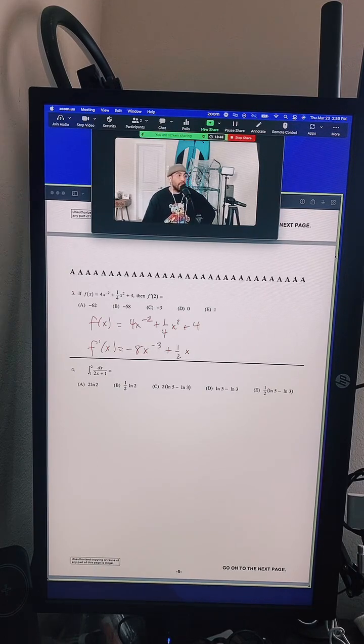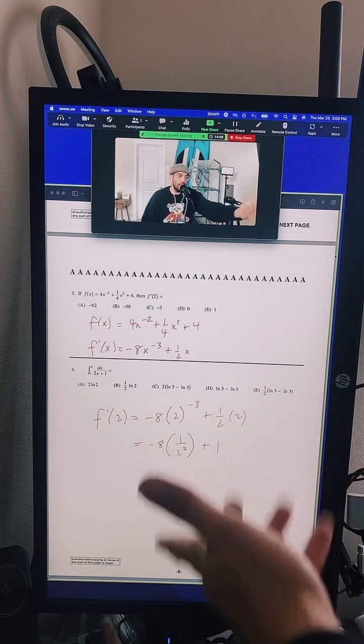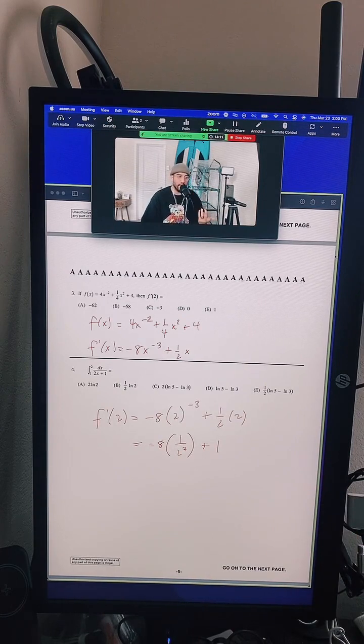Okay, so now we took the derivative. We're going to go ahead and just plug in 2 into that. So now we have, I'll just put it down here, f prime of 2. We want negative 8 times 2 to the negative 3rd power plus 1/2 times 2. For the first one, that's negative 8 times 1 over 2 cubed plus 1. Be very careful with that negative 3rd power, especially during the test. I know we can kind of get confused on that. But this is just negative 8 over 8 plus 1. So negative 1 plus 1, and that's going to equal 0.